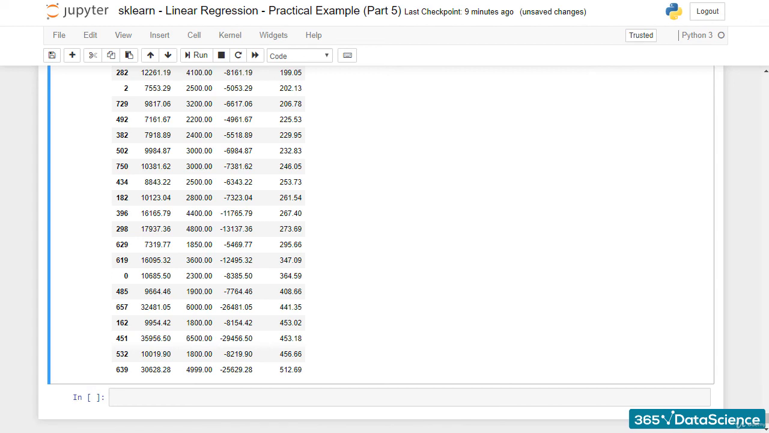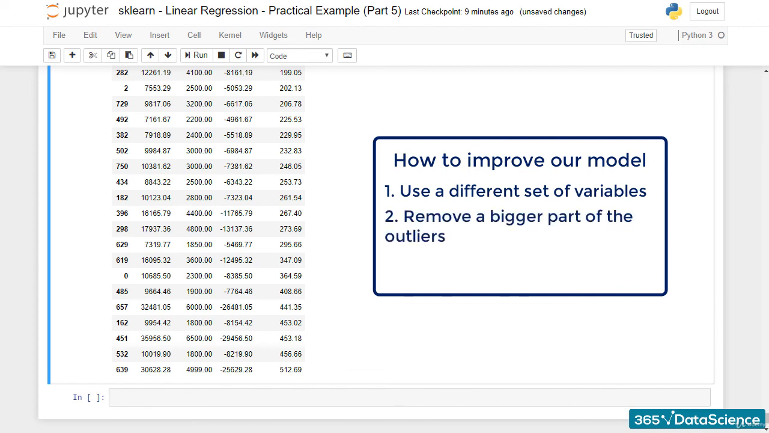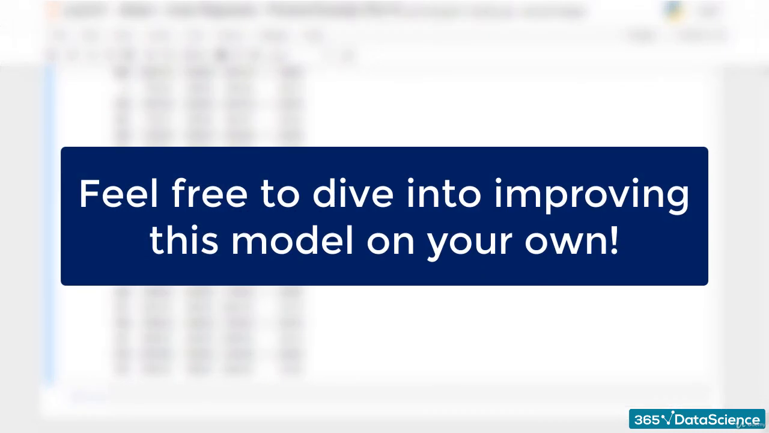Okay, so there are different ways in which we can make our model better. We could use a different set of variables, we could remove a bigger part of the outlier observations, or use different kinds of transformations. The model we've just created is not outstanding. The creation of a truly great model for a certain problem may consume months or even years. Machine learning requires us to revisit the model many times before we are truly happy with the result. That said, feel free to dive into improving this model on your own.